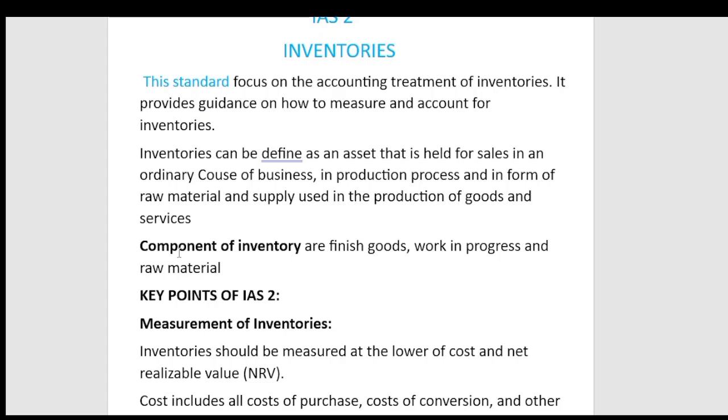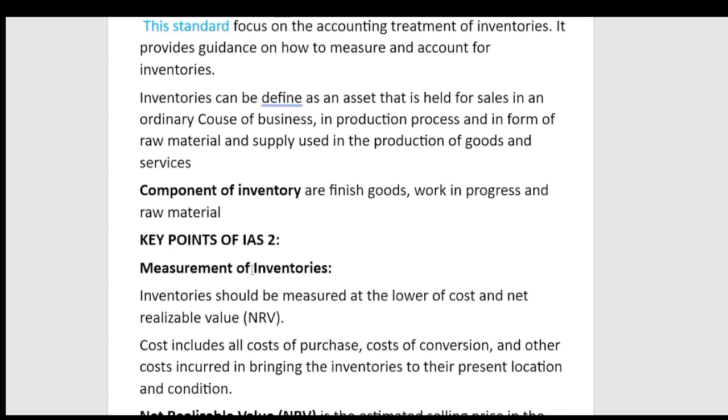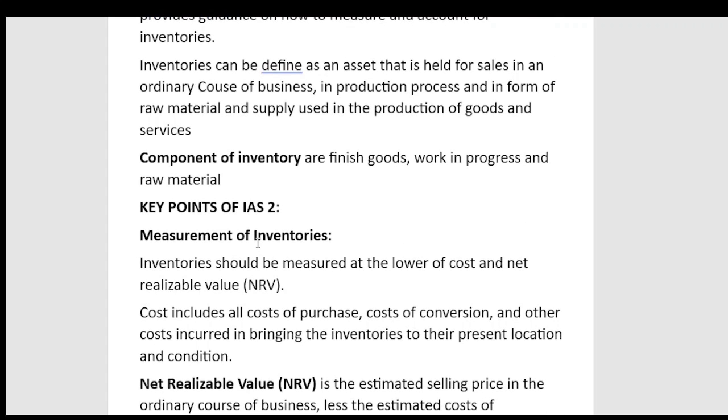Now, the key points of this IAS 2 are the key things I want us to understand. Measurement of inventory: how do you measure inventory? Let's read it, then I will explain more. Inventory should be measured at the lower of cost and net realizable value. Cost includes all costs of purchase, cost of conversion, and other costs incurred in bringing the inventory to their present location and condition.